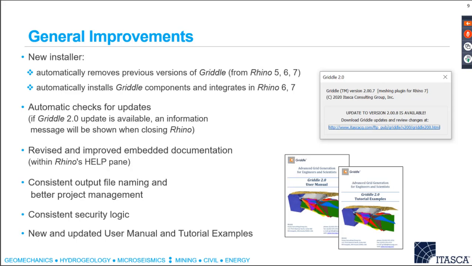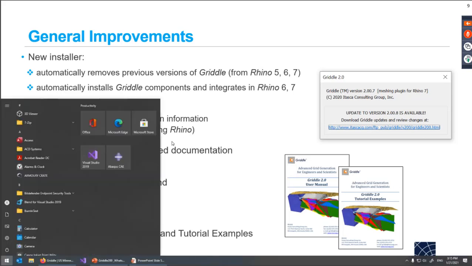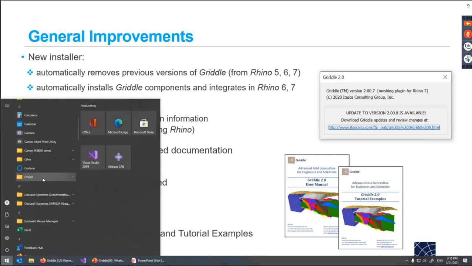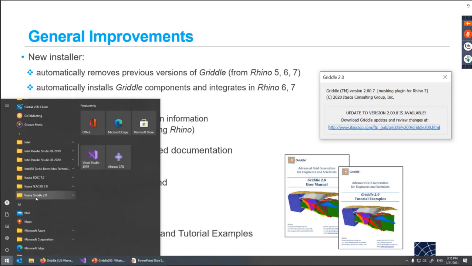And besides, we significantly redeveloped and added a lot of new material in the user manual and tutorial examples. And here I would like to briefly show how they look. So if you open the Windows Start menu and just navigate to Itasca Griddle 2.0, you will have these options here. You may open the Griddle manual or tutorial examples or tutorial files. It basically just will open a folder where all the tutorial files are. So let me show you.